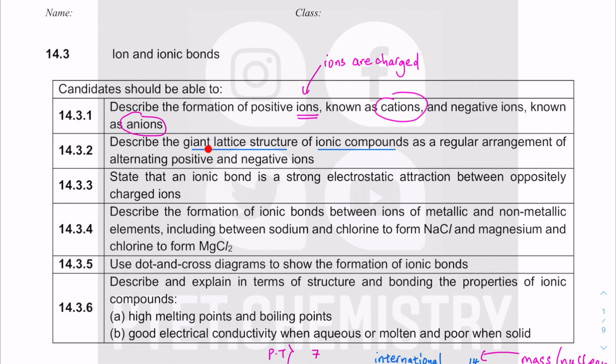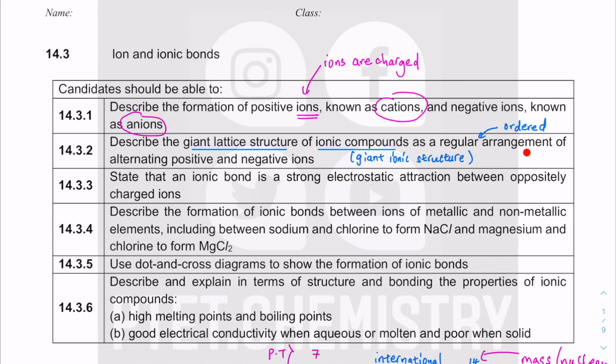So how do you describe the giant ionic lattice? The giant lattice structure of ionic compound has another name. It is called giant ionic structure. How in the world do we define giant ionic structure? We define it as a regular arrangement. Regular has another word for it. It's called ordered, just like solid particles are ordered in a regular manner.